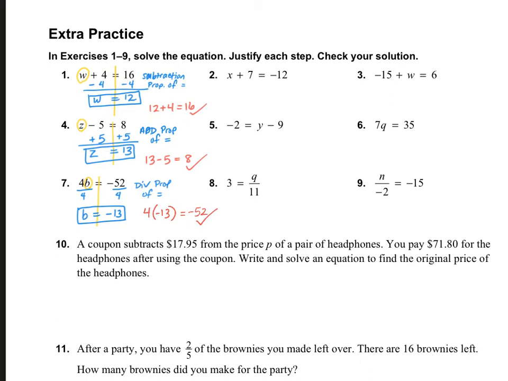Okay, let's go ahead and look at number 8. Number 8, we're going to circle our variable, draw the line. Right now the variable is being divided by 11. The opposite of division is multiplication. So I'm going to multiply both sides by 11, and I end up getting 33 is equal to q. And so that's my solution.